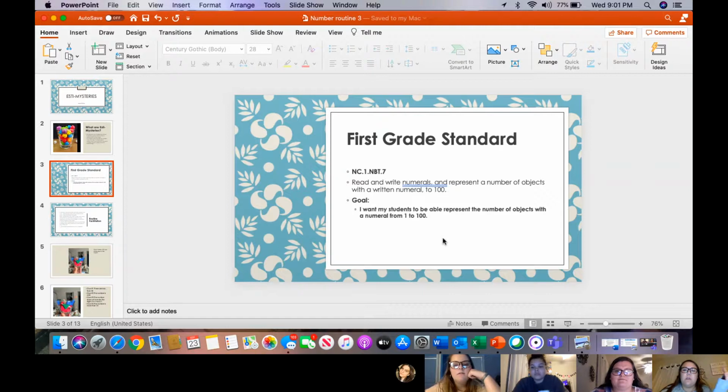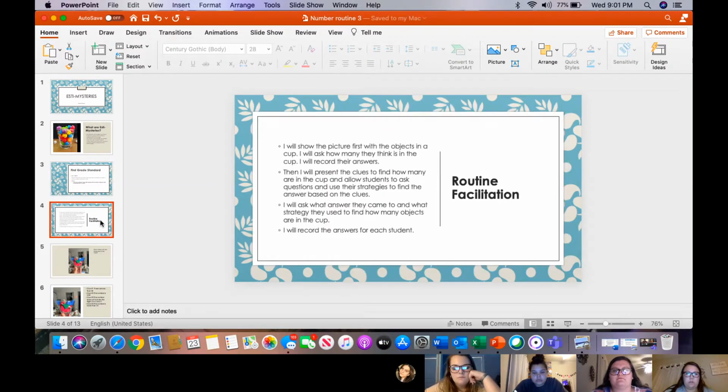But I want my students to be able to represent the number of objects with the numeral from 100. So my routine facilitation, I will first start off with an introduction to the class.